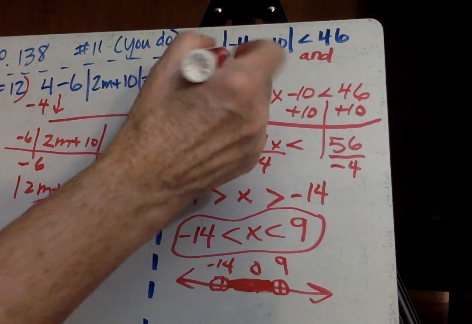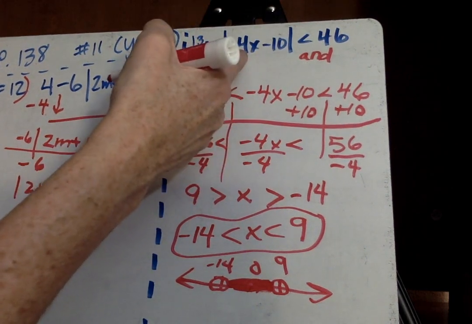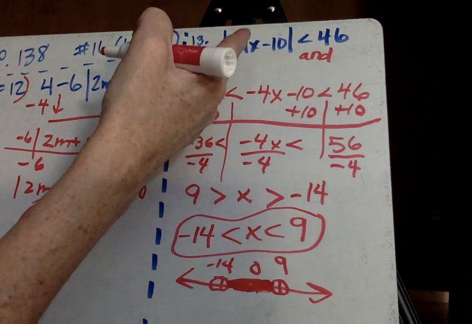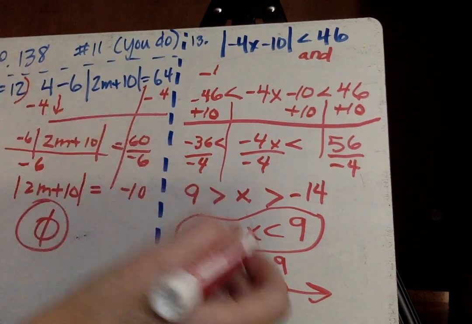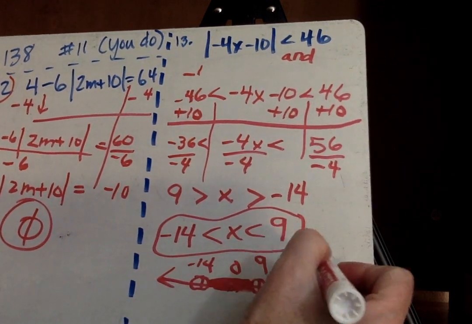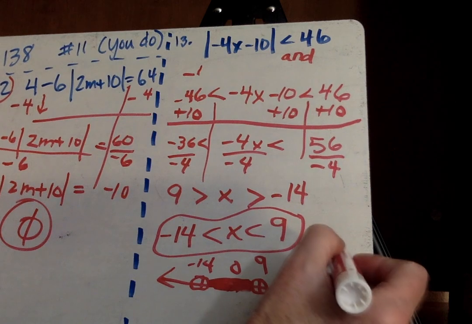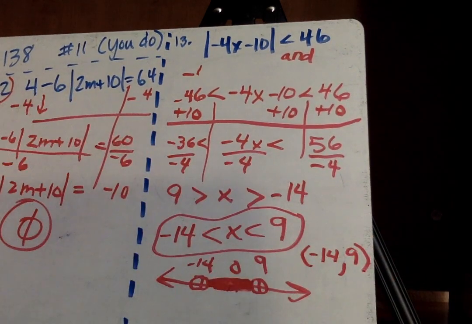If we wanted to check that, we could say, well, 0 is a solution because this is shaded. If I put 0 in there, that's negative 10. Absolute value is 10. Is 10 less than 46? And yes, it is. So we had it right there. Now, interval notation, it does not include negative 14, so it's parentheses. Does not include 9, parentheses. And there's my interval notation.